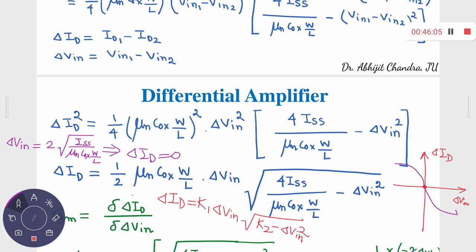But you have never experienced this while observing the large signal characteristics qualitatively. Last time we did this qualitative analysis. Now, obviously this delta ID is equal to 0 when delta V is equal to 0. That is valid. But you never experienced that delta ID will be equal to 0 when delta V is equal to twice this ISS upon mu n C ox W over L. So the thing is, where lies the fallacy?